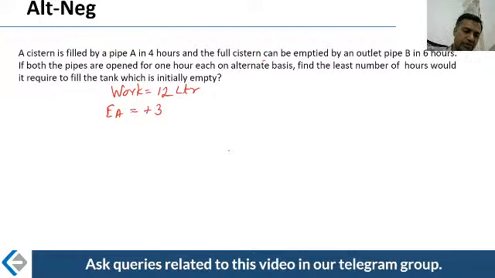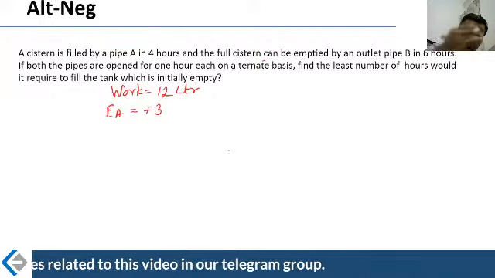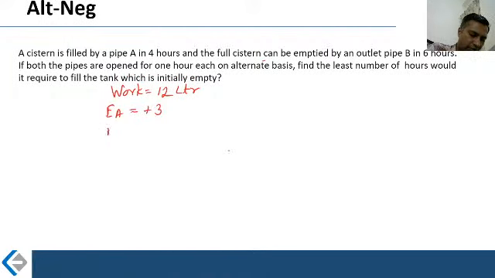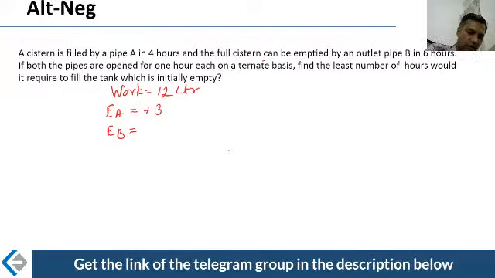Okay, so the efficiency of A, it's an inlet pipe, therefore plus 3. Now B is an outlet pipe, it draws out the water. Therefore, what is the efficiency of B? 12 divided by 6, minus 2. Be mindful about the signs here.